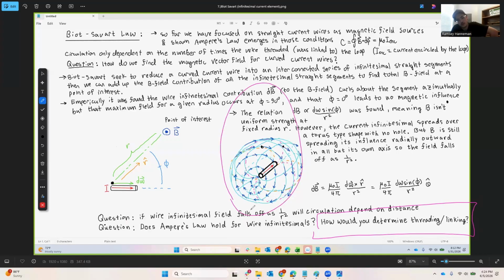Because if I have a loop here, surely I can move this wire element out of the loop without breaking the loop, right? So what does threading even look like? How can I say what an encircled current is? It's weird to think about. It doesn't make any sense, right? To be encircled, you can't pull the loop away from the element without breaking the loop. That's what it means to be linked or threaded. So there are two issues with Ampere's law for this little infinitesimal element.